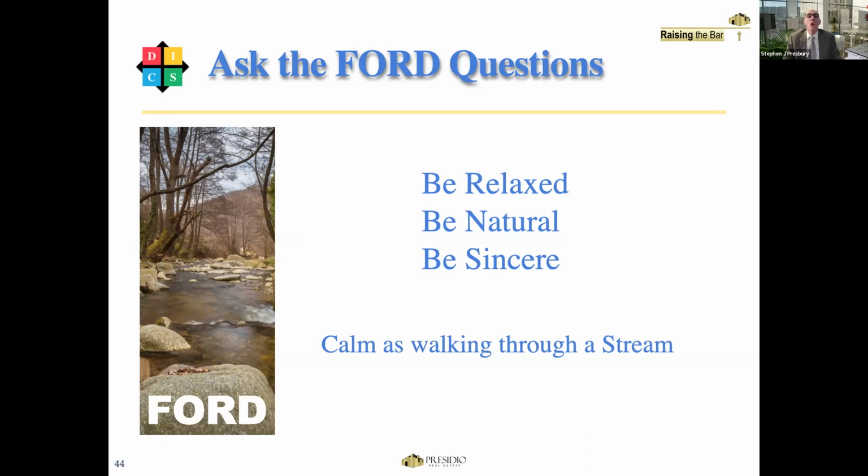Okay. And we're going to look at these different questions relating to the Ford. So each one of those letters represents something.